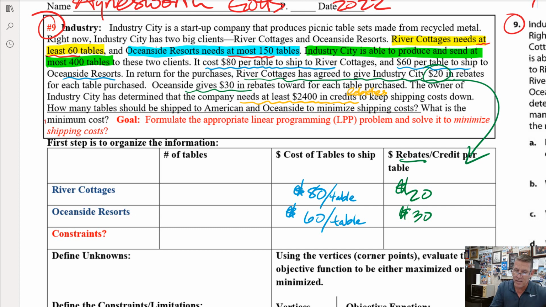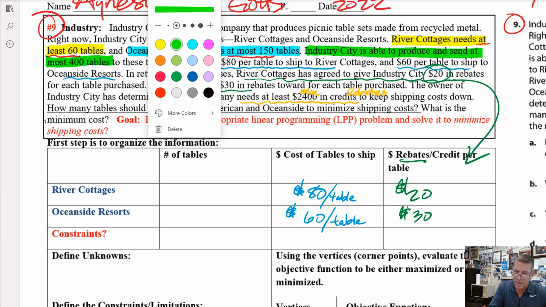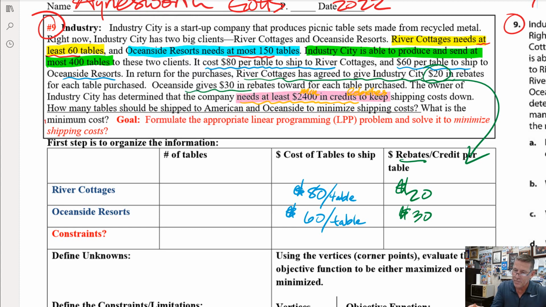Okay, so it needs at least. Okay, so that's going to be a constraint, because we've got the words "at least" here, which indicates that we have a minimum number. So this represents a minimum, and we're going to have to interpret that as a constraint in the problem. So we'll do that here in a minute. So that's going to be another one. So we have to interpret this one.